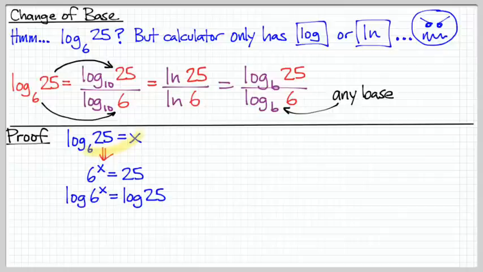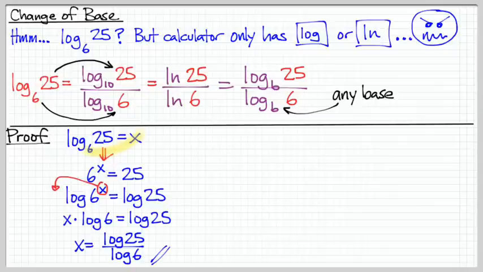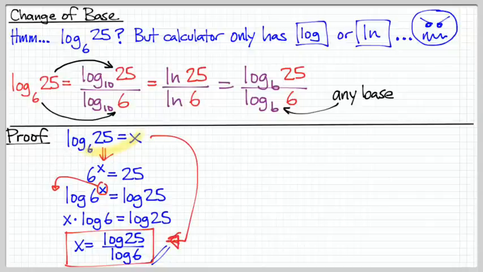Now using our exponent property, we pull this x right on out here. And now I have x times log 6 is equal to log 25. And now I divide both sides by log 6, so I get x is equal to log 25 divided by log 6. So now I've turned this log base 6 of 25 into this, which allows me to plug that into my calculator.